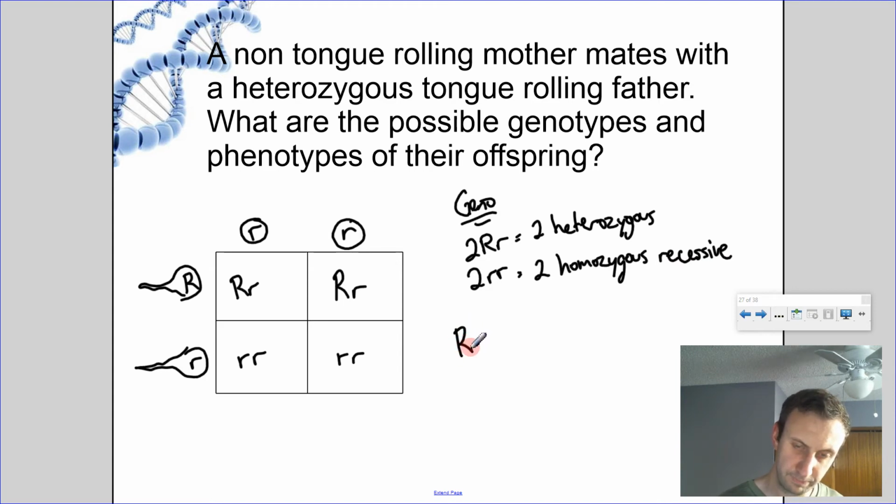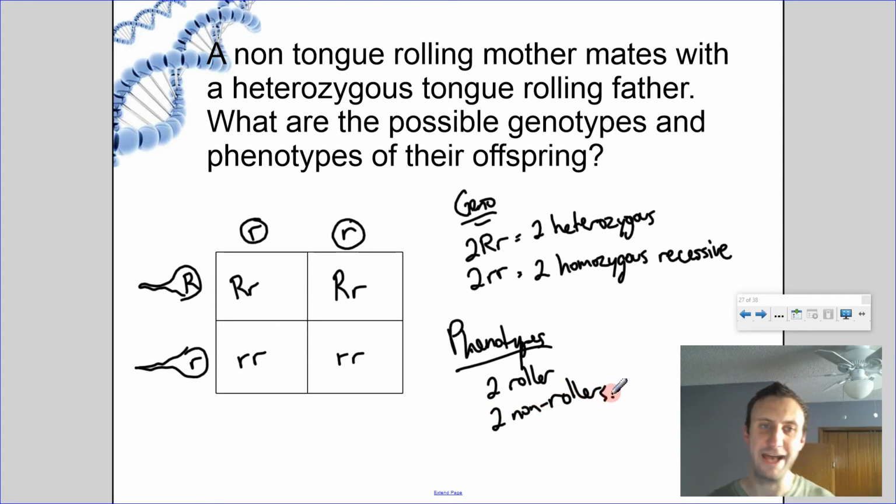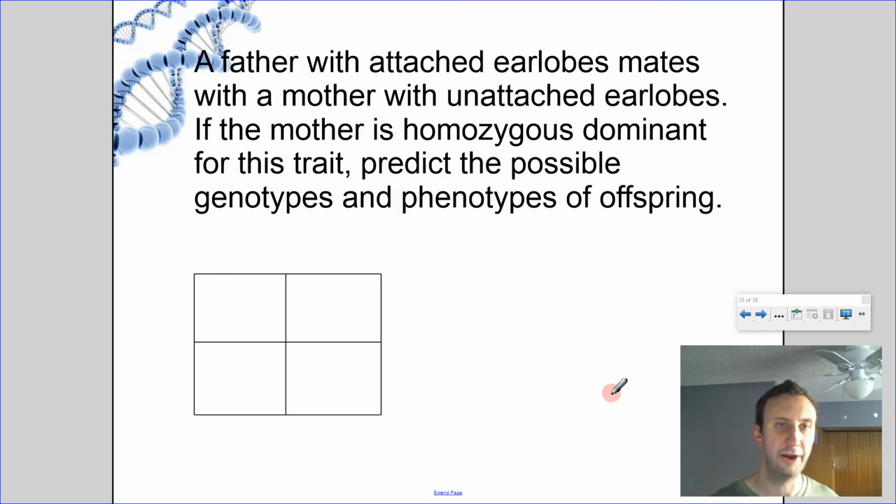Phenotypes. I have 2 rollers and 2 non-rollers for traits. That's what I've got. So those are the possible genotypes and phenotypes for the offspring of what I could possibly have based on the 2 individuals that are mating.